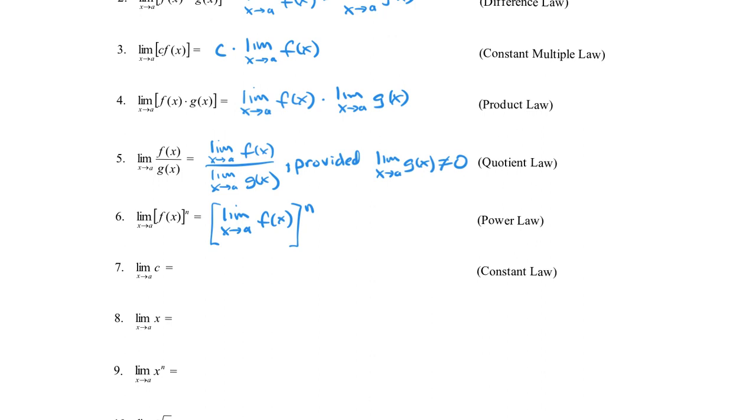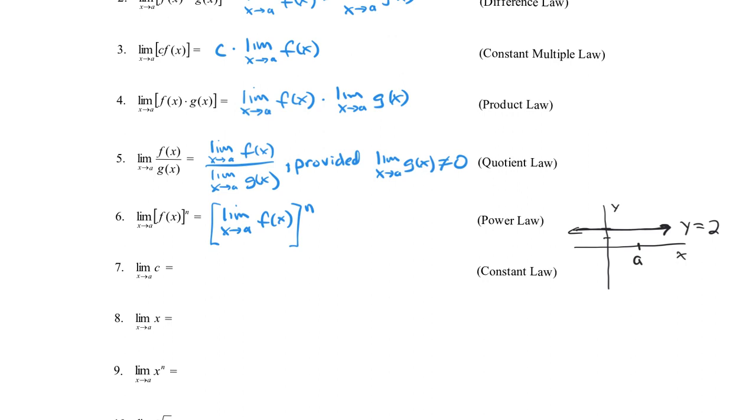And then we've got what's called the constant law. This law makes sense if you think about some graph of, let's say, a constant function. So let's say this is x and this is y. Let's say we have the line y equals 2. And let's say x is just some number a here.